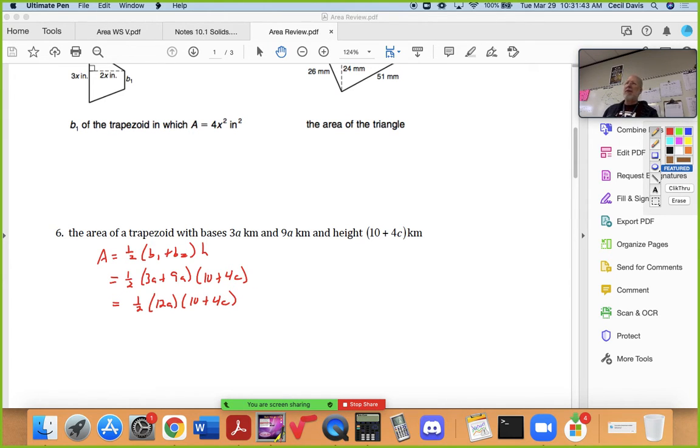And then from here, there's a couple of different things you could do. What did you do next? I divided 12 by half. By 2? Yes. So that's 6a times (10 plus 4c). And then? And then, oh, I think I thought that the multiplying was adding, so I just left it like that. Gotcha.